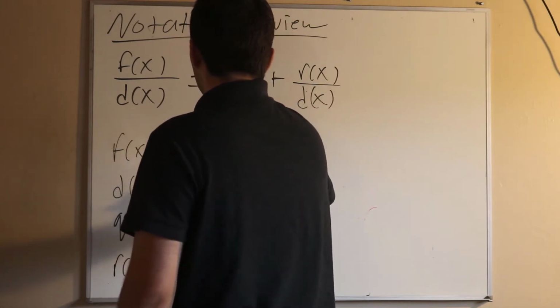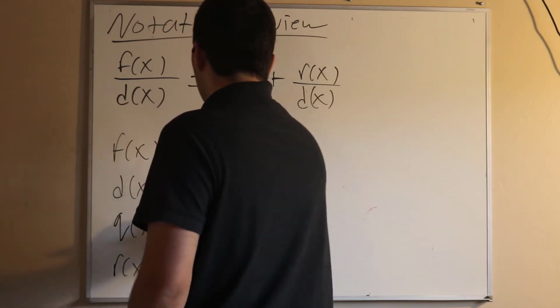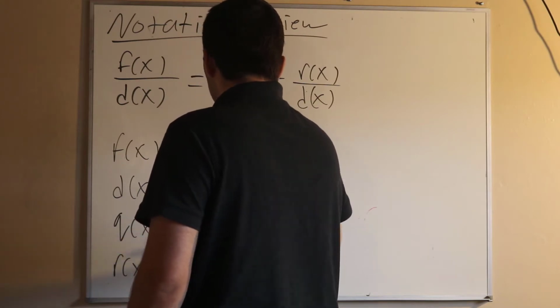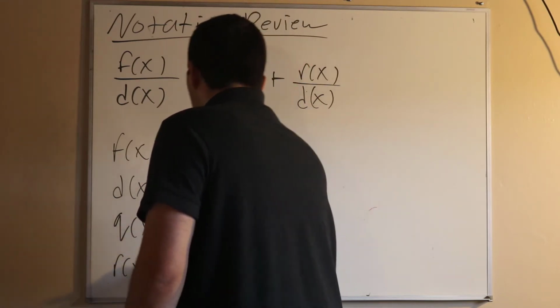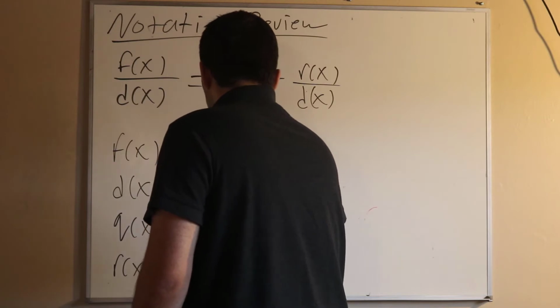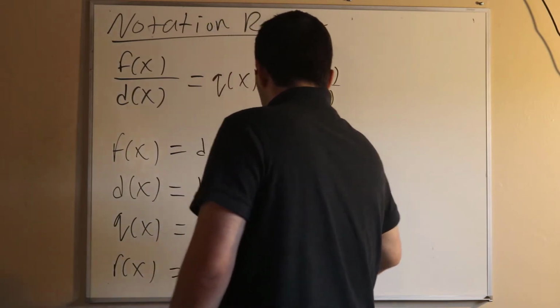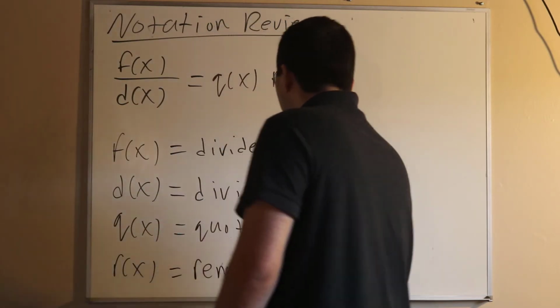D of x is what we call our divisor. Q of x is what we call our quotient, and then r of x is our remainder. So what are these exactly when you're solving a problem?